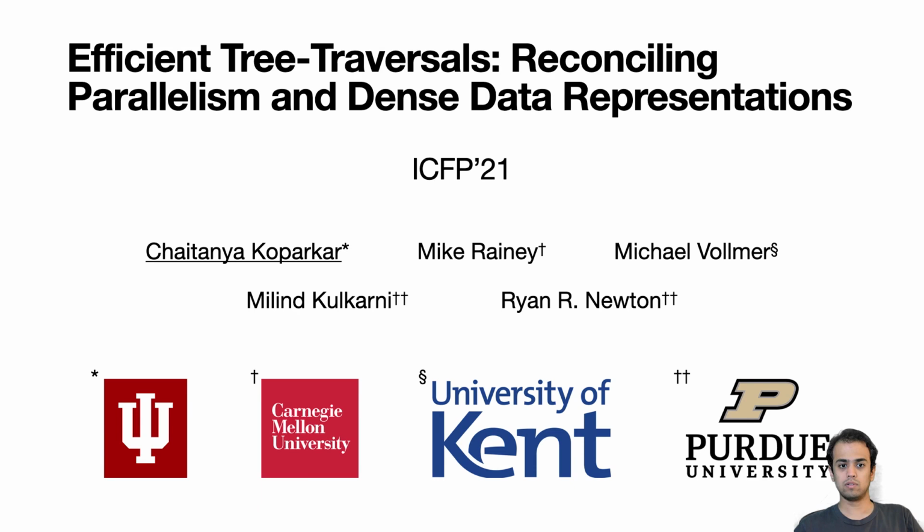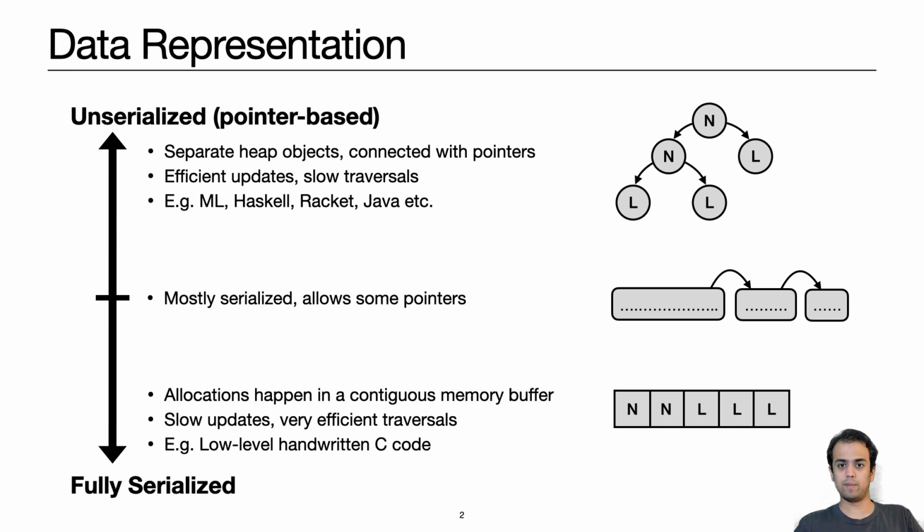So let me start with data representations. As you can see, the ways to represent heap memory can be arranged to form a spectrum like this, where each point has a different performance characteristic.